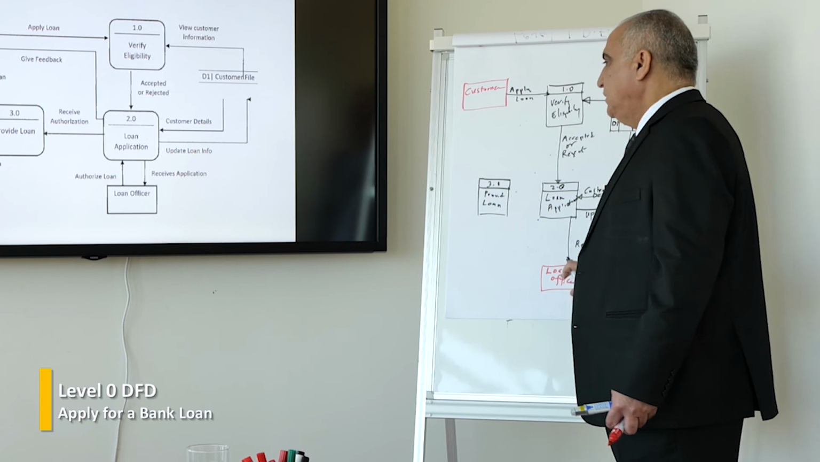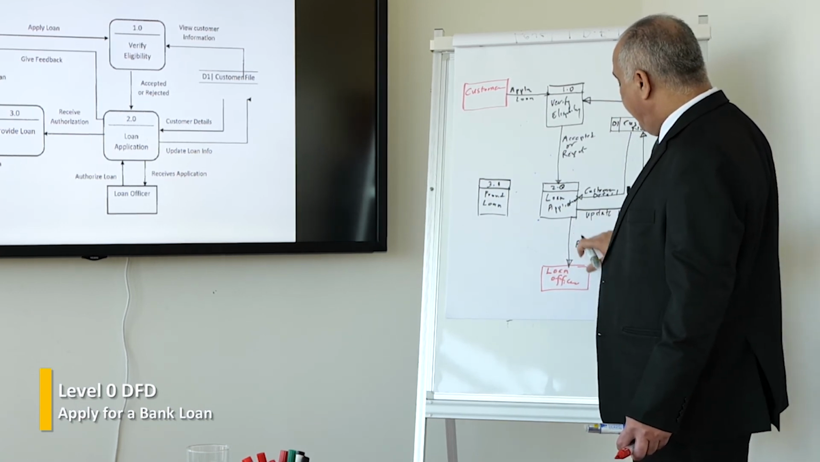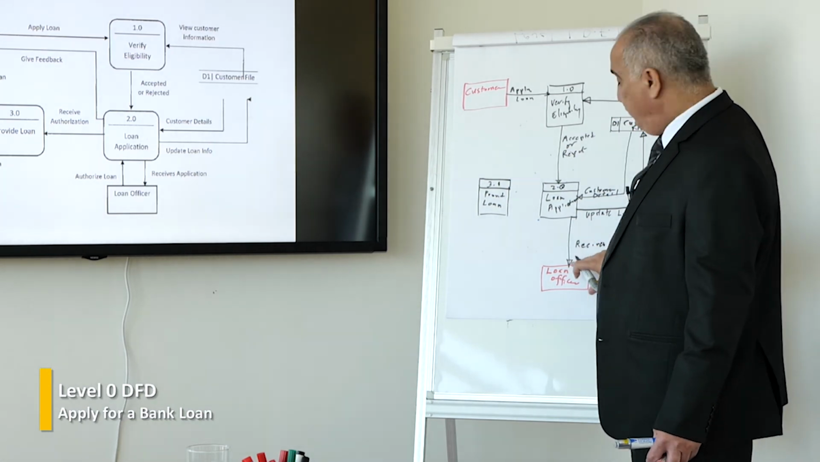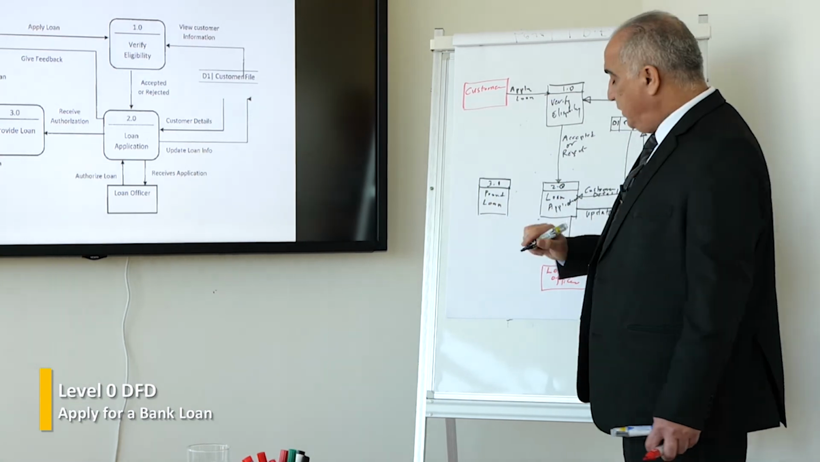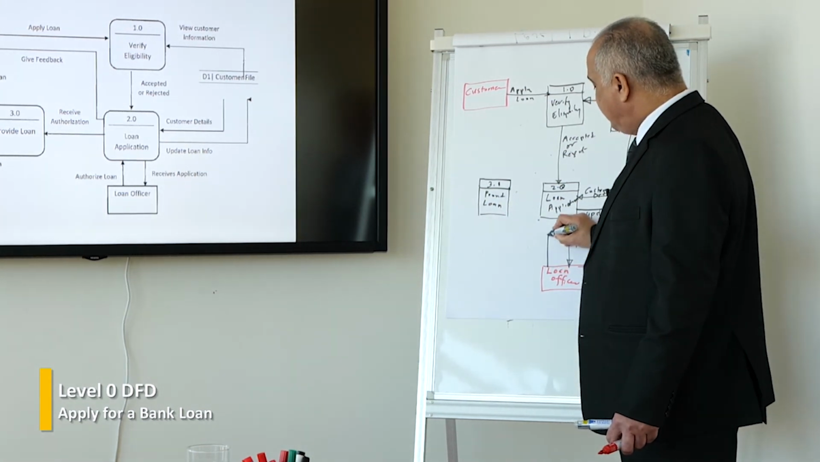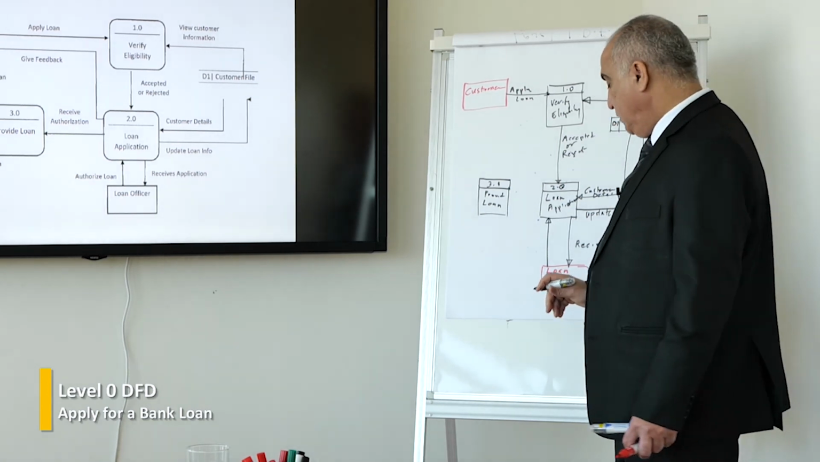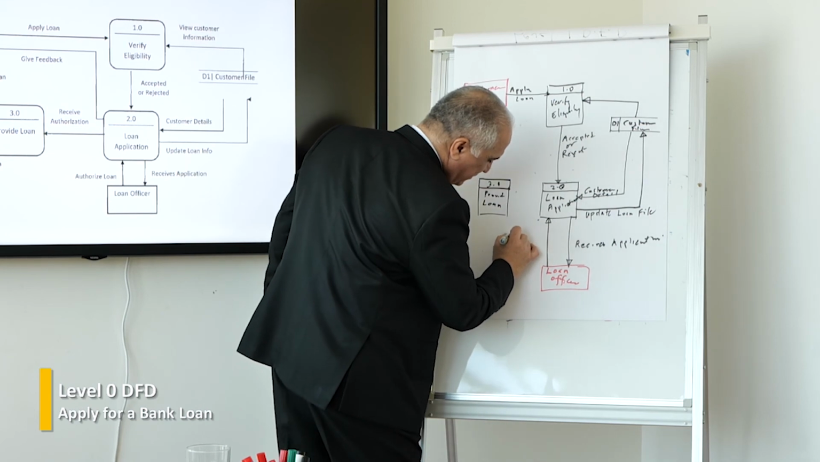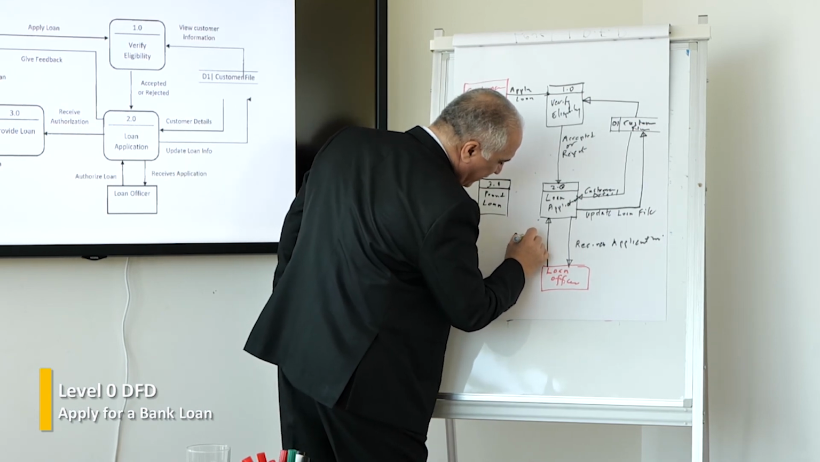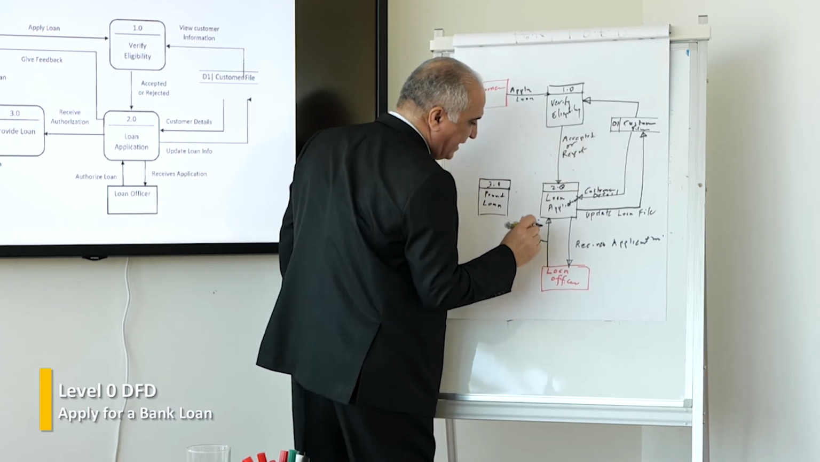The loan officer's job is to review this application, and then they either reject or accept. In our example, he could be authorizing the loan. So we call that loan authorization. Authorize the loan. So that's it.